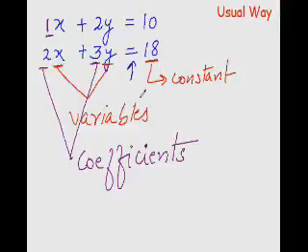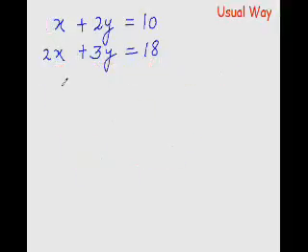Now let's see the usual way of solving the simultaneous equations. There are a couple of ways for solving simultaneous equations like elimination method, substitution method. I would be using elimination method to solve these equations the usual way. Basically, in elimination method, all we try to do is eliminate one variable out of the two variables, like x and y. So one variable would be eliminated. How? By making the coefficients equal.